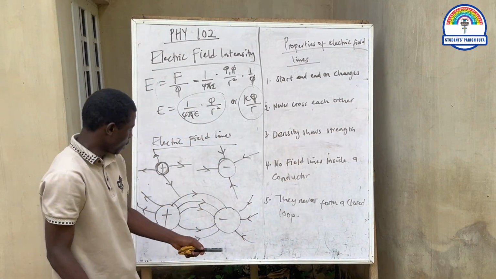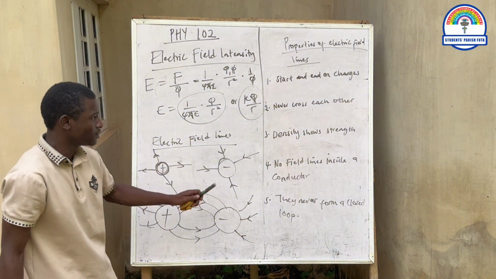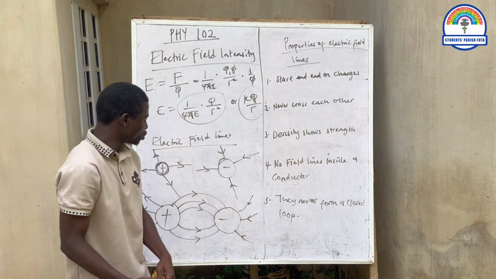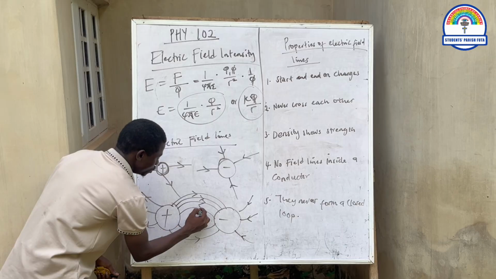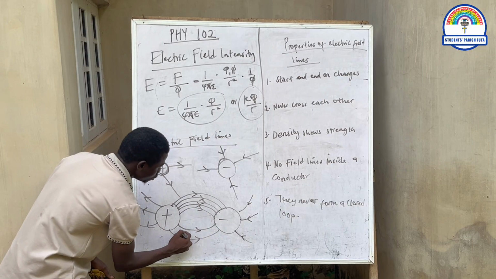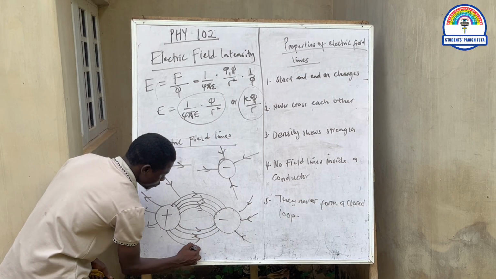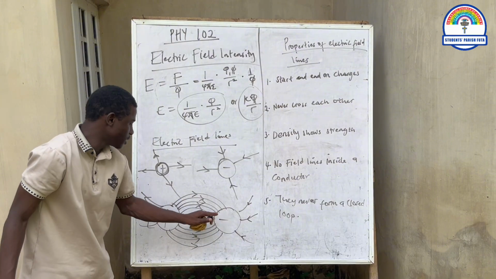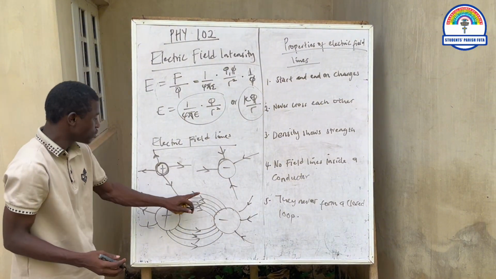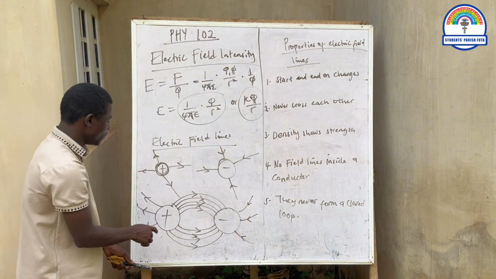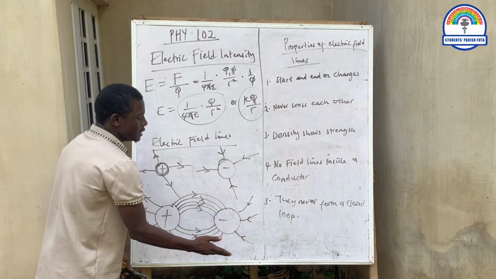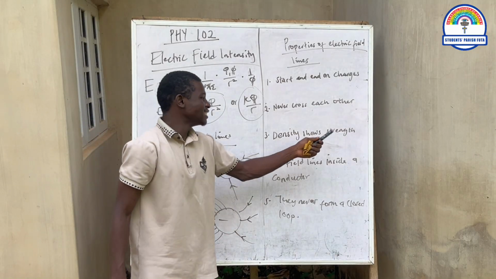They never cross each other. They can never cross each other. Density shows strength. If they are many, it shows this is a very strong field. It means probably the magnitude is very high. But if they are scanty, this is a weak field.